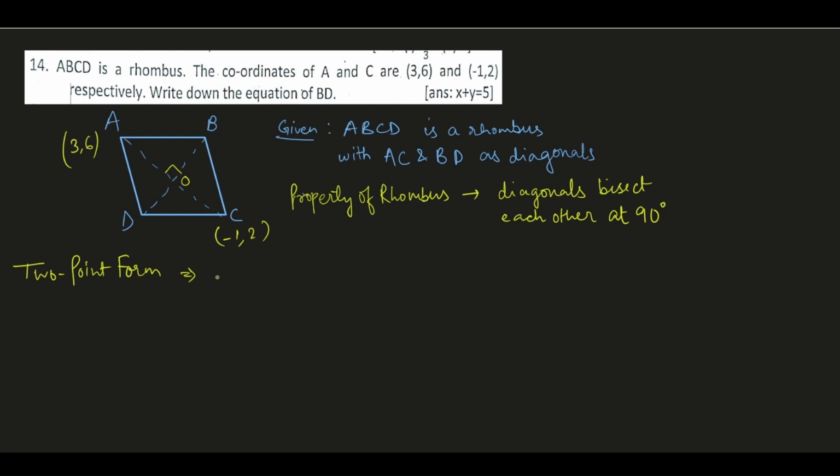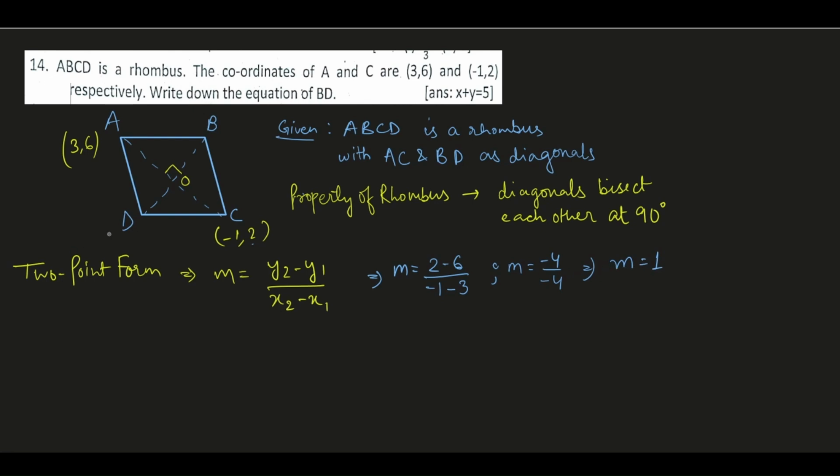So under 2-point form, the slope will be y2 minus y1 divided by x2 minus x1. So putting the values here, y2 is 2 and y1 is 6. So 2 minus 6 divided by -1 minus 3. Therefore, m is equal to -4 divided by -4. In fact, it gets cancelled. Finally, m is equal to 1.